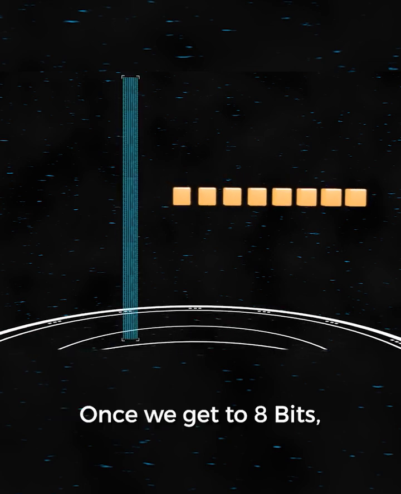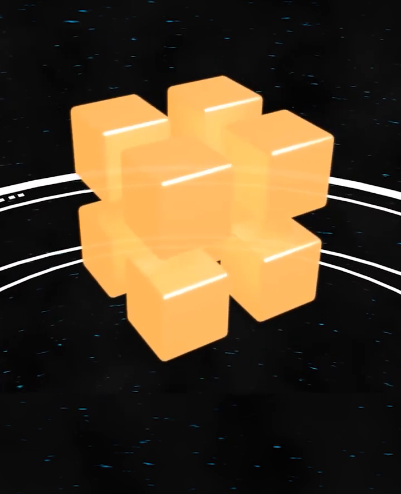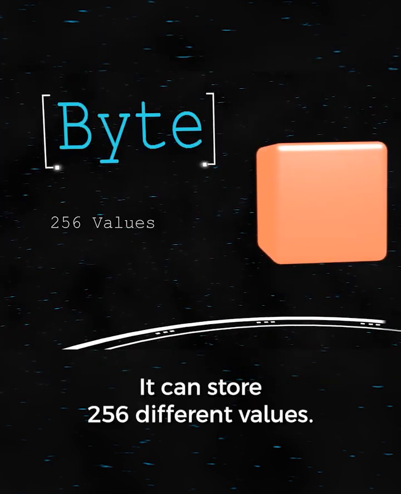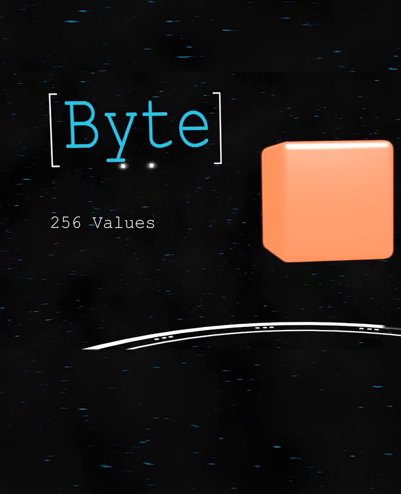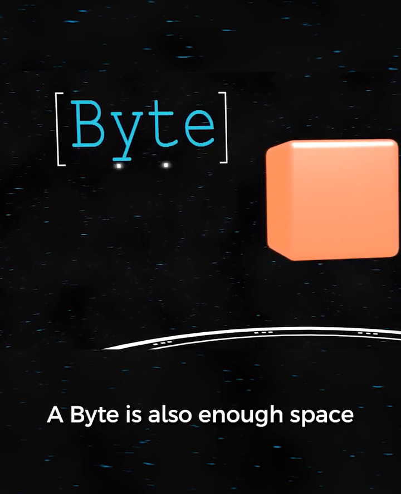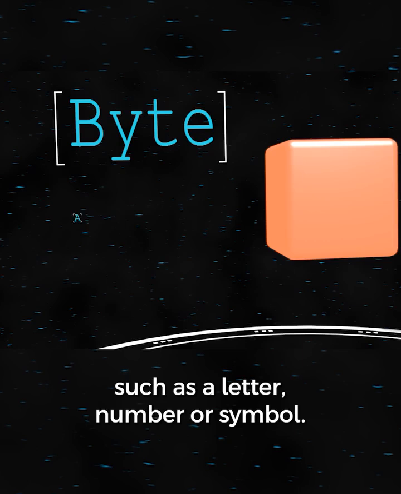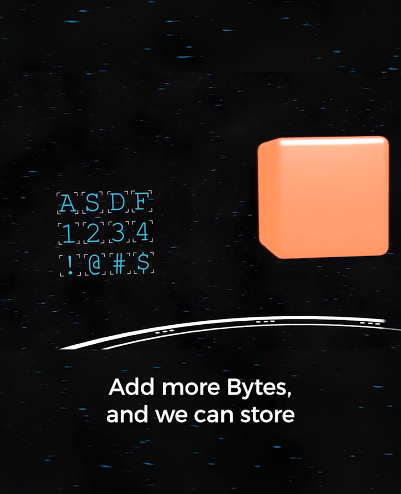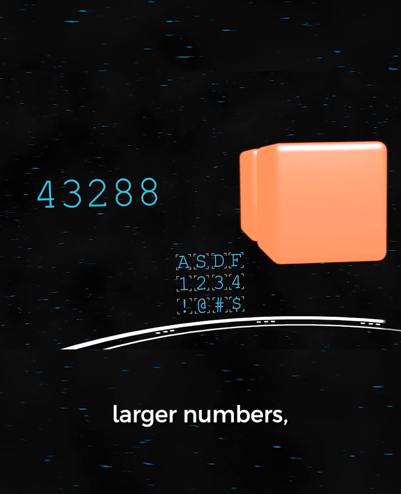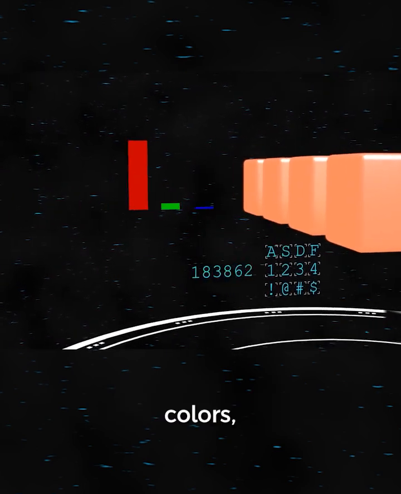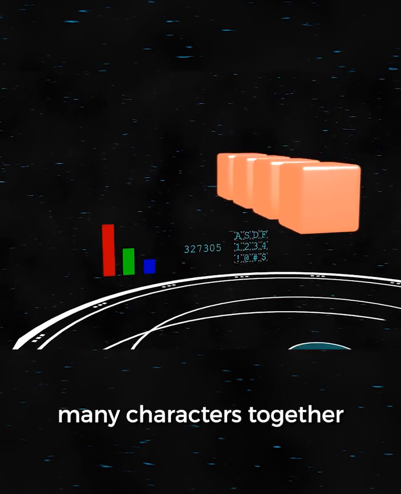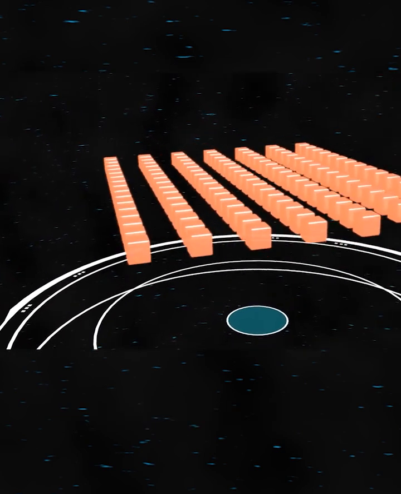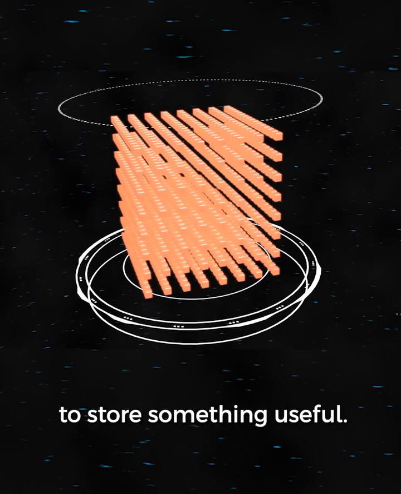Once we get to 8 bits, we group them together. This is called a byte. It can store 256 different values. A byte is also enough space to store a single character, such as a letter, number, or symbol. Add more bytes and we can store larger numbers, colors, and we can even put many characters together to form sentences. We're going to need a lot more bytes to store something useful.